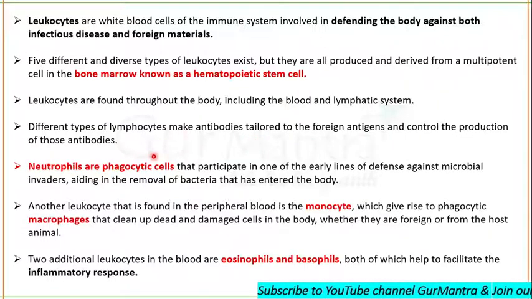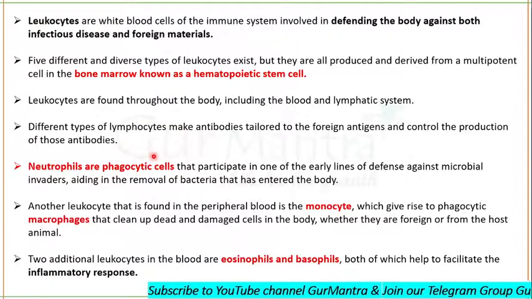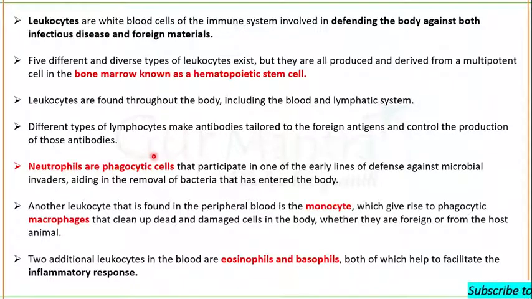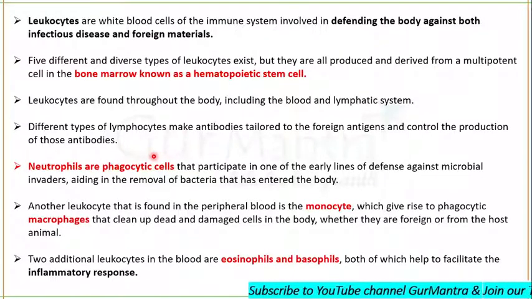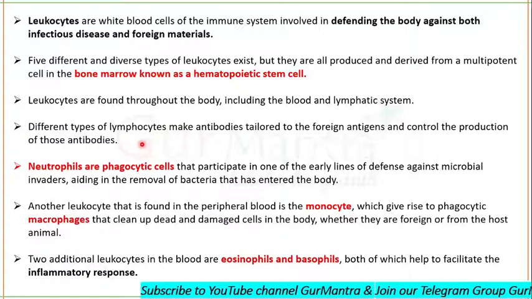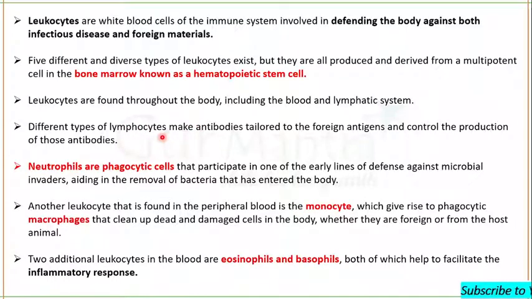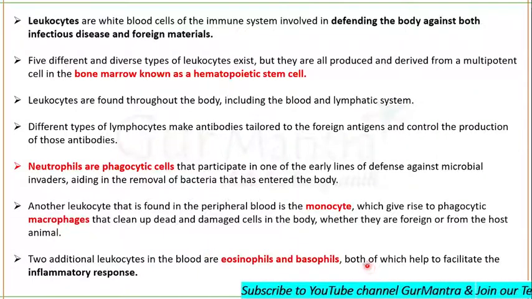Leukocytes are granulocytes and agranulocytes. The leukocytes which have granules in them are known as granulocytes, and others don't have granules, they are known as agranulocytes. Agranulocytes include lymphocytes and monocytes, while granulocytes include neutrophils, eosinophils and basophils.